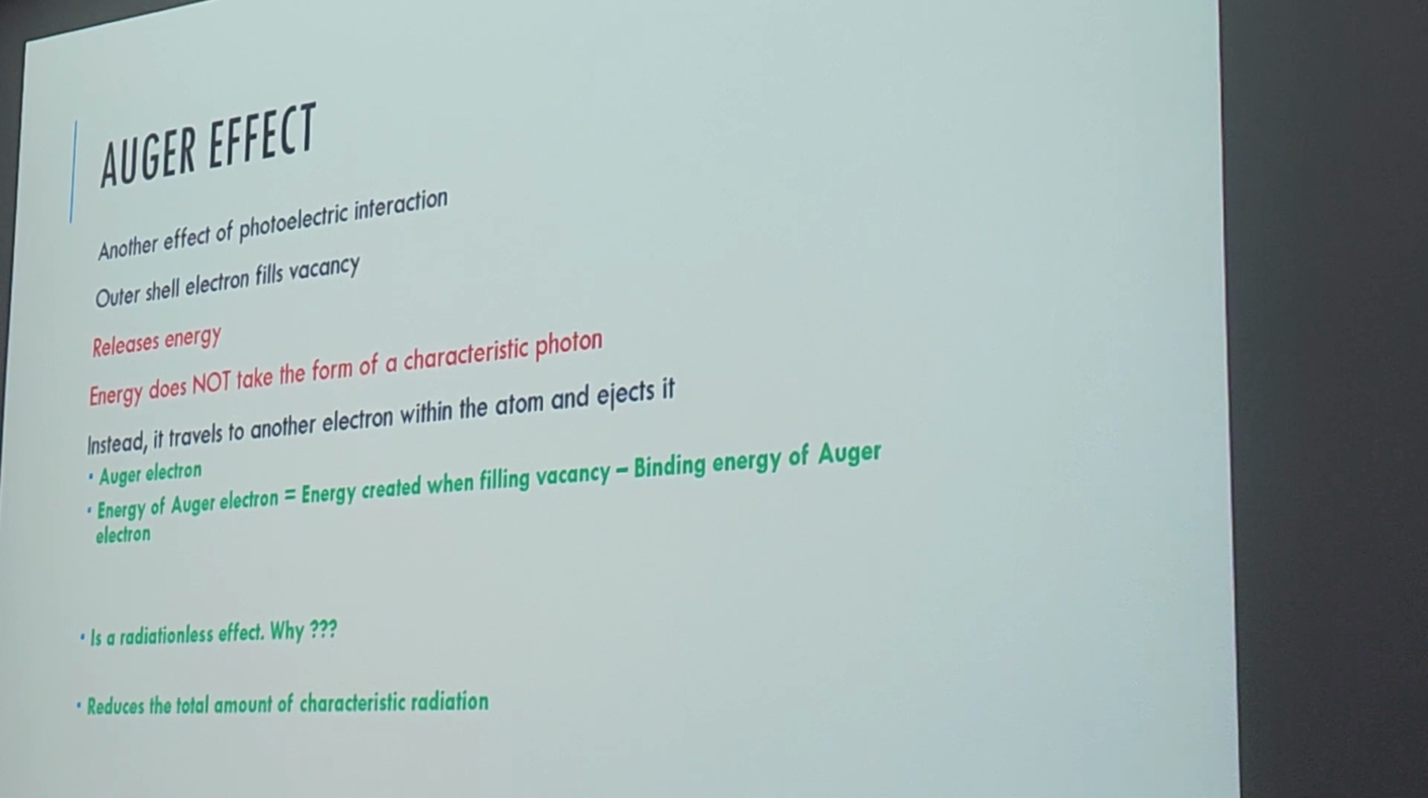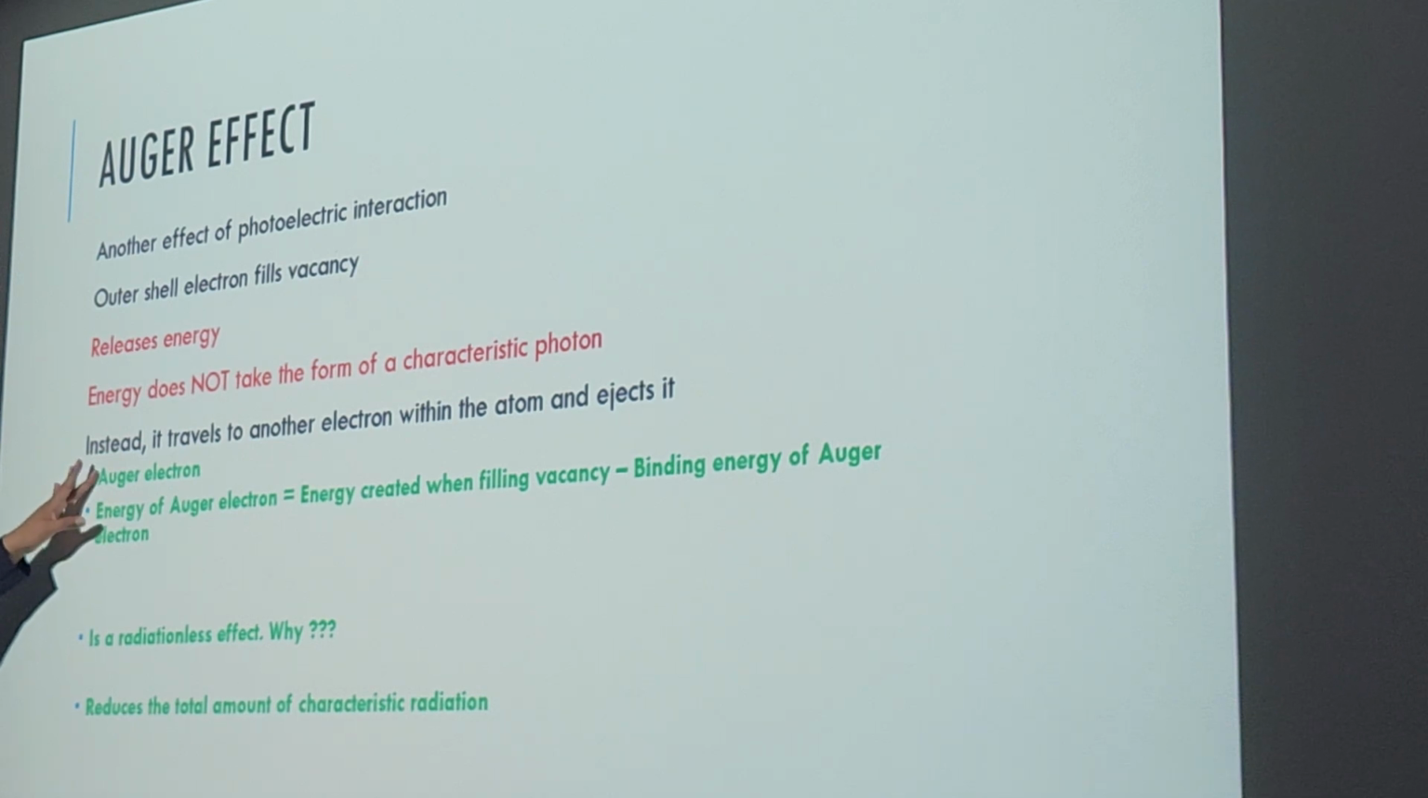So the Auger effect is actually another effect of what happens in a photoelectric interaction. So when the outer shell electron fills the vacancy in the inner shell, it releases energy, correct? Yes. The energy does not take the form of a characteristic photon. Instead, it travels to another electron within the atom and ejects it. So this is different stuff going on in the body.